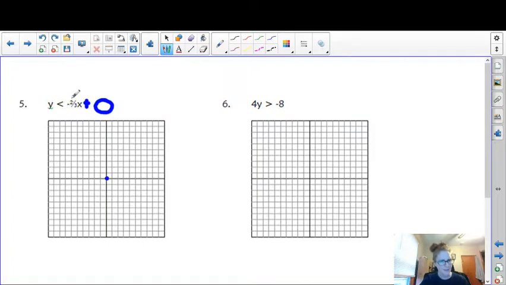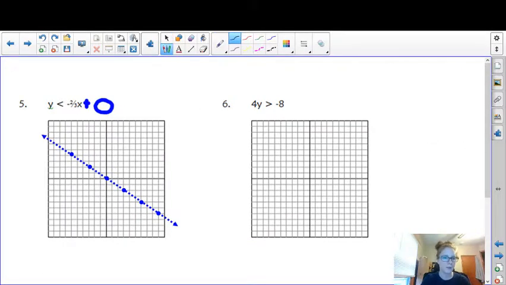So I have a negative sign with this one, so I'm going to go down 2 to the right 3. 1, 2, 3. Down 2 to the right 3. 1, 2, 3. And then to go backwards, up 2 to the left 3. 1, 2, 3. To create my line, I see it's going to be dashed again because it is not equal. One of these times I'll draw it perfect the first time.